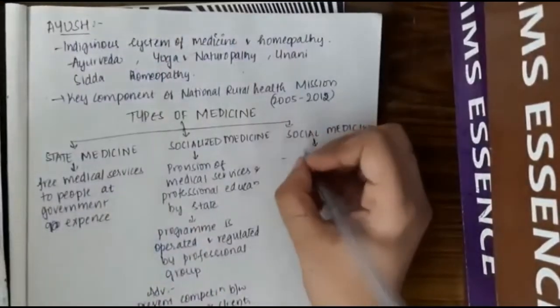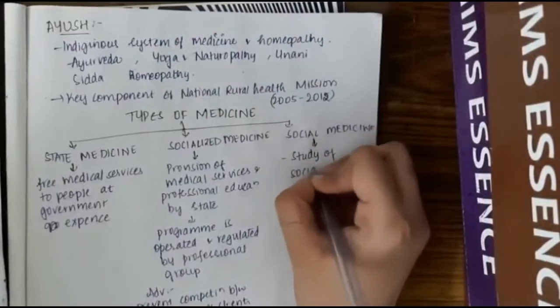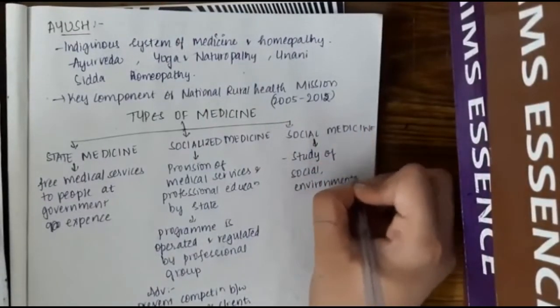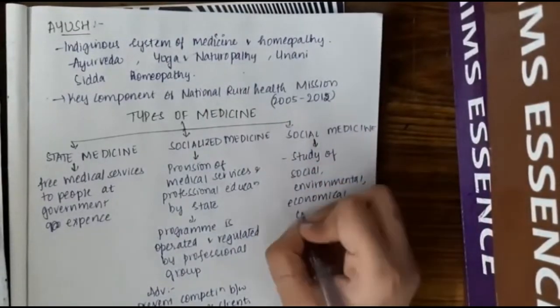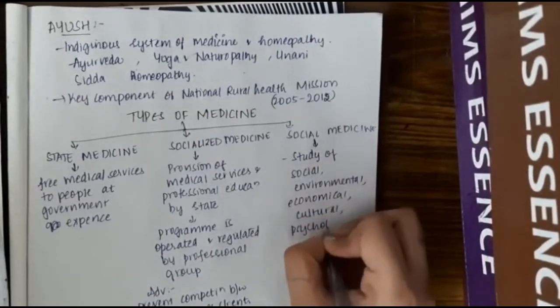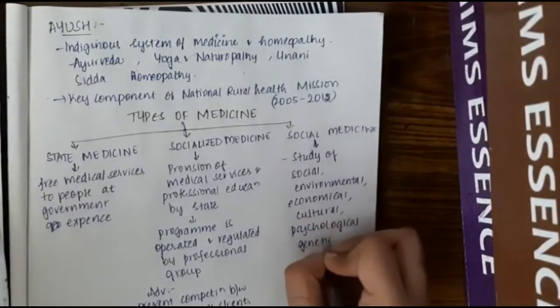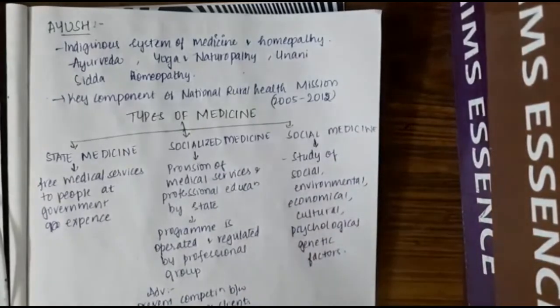Then we have social medicine. Social medicine is the study of social, environmental, economic, cultural, psychological and genetic factors. Together we call it social medicine.